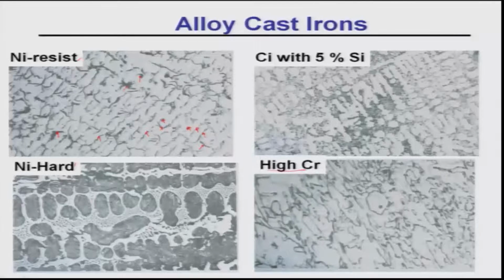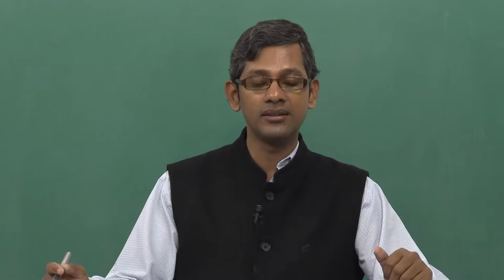Why is it known as nickel resist? That is because it resists oxidation. Why does it resist oxidation? There are two reasons. One, it has carbide and gamma iron present. Second, these flakes of graphite are nicely distributed, and that is why the oxidation resistance is high.